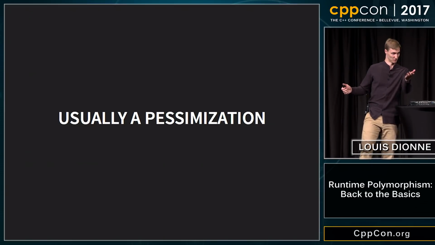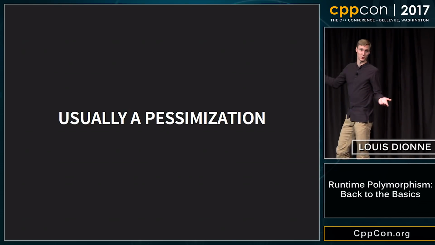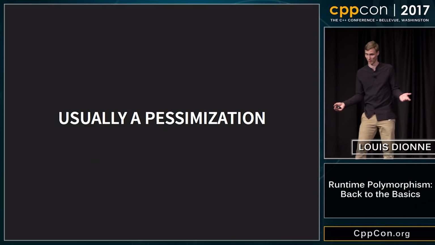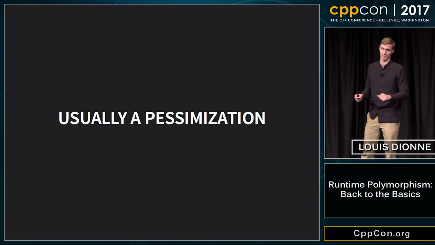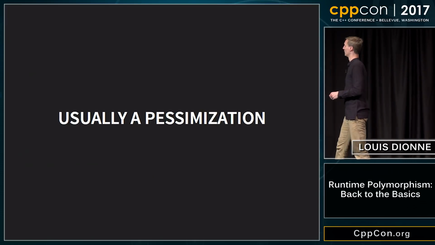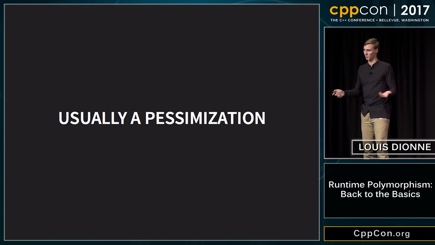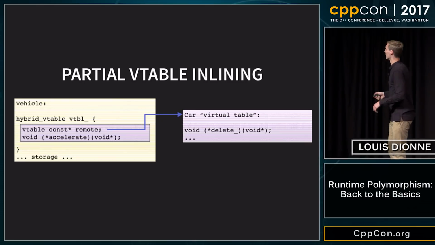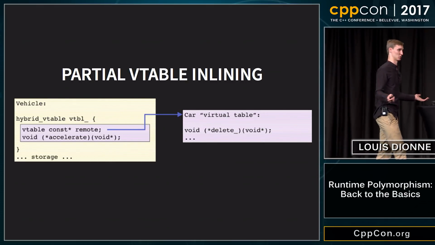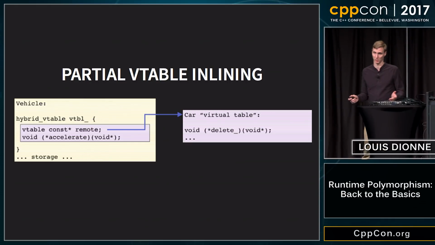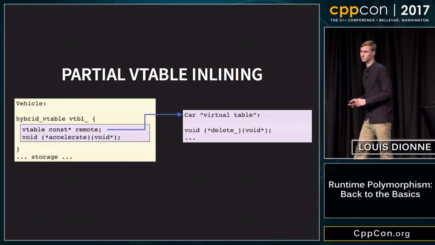I see. Okay. Well, that's super interesting feedback. So I wasn't able to show that it was faster. So usually it seems to be a pessimization. Here's probably the explanation. And again, the main guideline is always measure. However, something that may be possible is to just inline parts of your vtable.